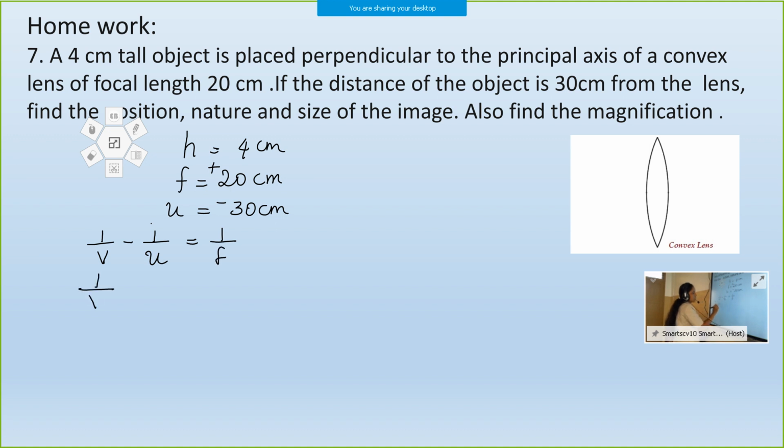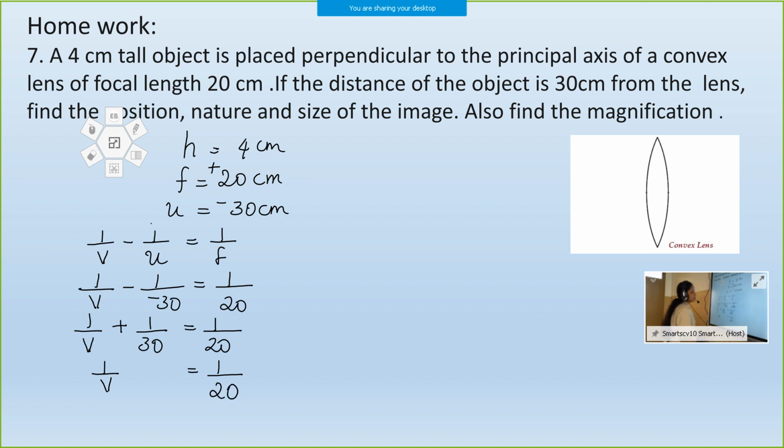So 1 by v minus 1 by, what is u? Minus 30, is equal to 1 by 20. So 1 by v, minus and minus becomes plus, plus 1 by 30 is equal to 1 by 20. So what is 1 by v? 1 by v is equal to 1 by 20 minus 1 by 30. When you find out the LCM of 20 and 30, you will get it as 60.